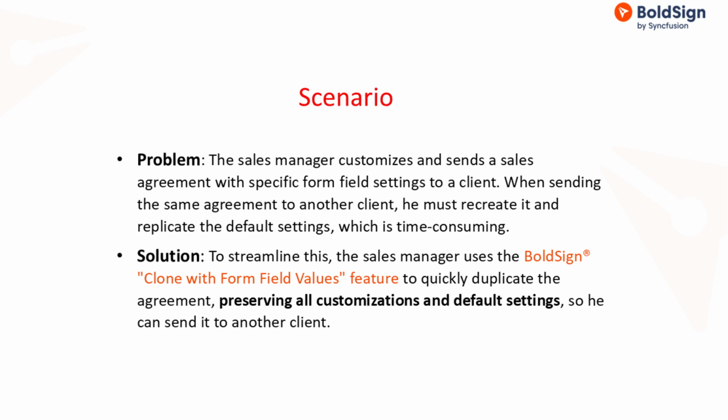Later, the sales manager realizes they need to send the same agreement, with all customizations intact, to another client under similar terms. Instead of recreating the document from scratch, the sales manager uses BoldSign's Clone with Form Field Values option to duplicate the agreement, preserving all original settings and default field values. This saves time, allowing them to focus on closing more deals rather than setting up the document.